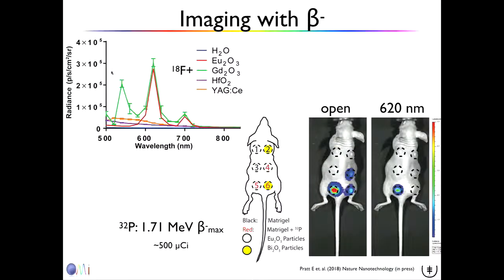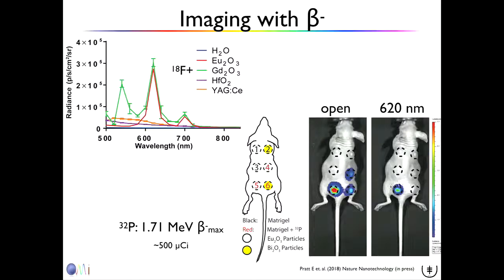So what can you do with it? Here's imaging with a pure beta minus emitter. In this case, it's 32 phosphorus. And we're using these different peaks, and basically what we have here is Matrigel. These are the bismuth particles alone, and here are, you can read it there, they are mixed, either europium or bismuth with or without the phosphorus. And if we put in a filter of 620, which is this peak, you see that only that guy there lights up, which is the europium particle with the phosphorus.